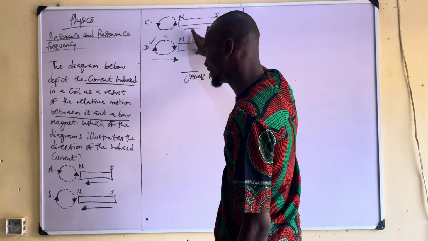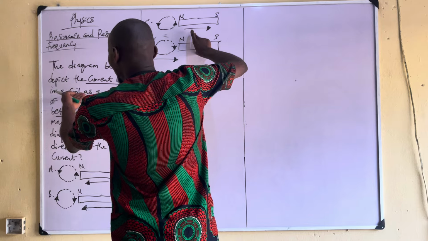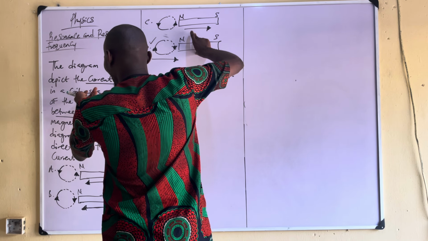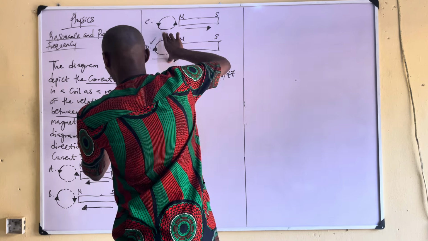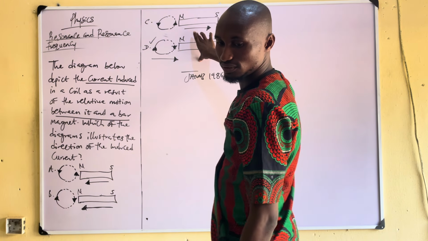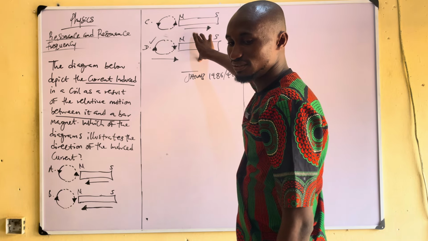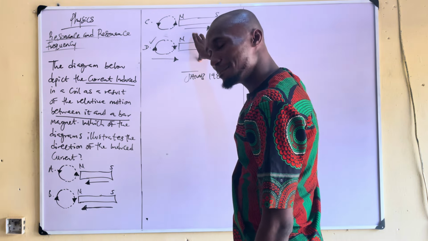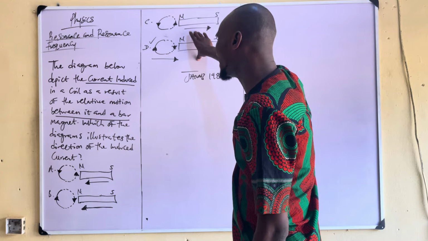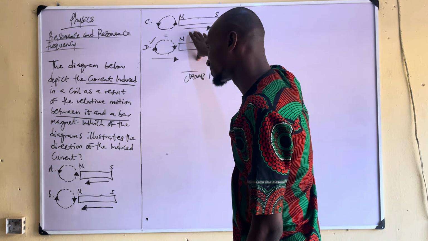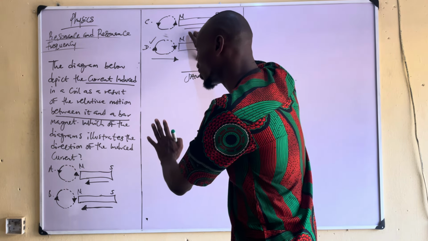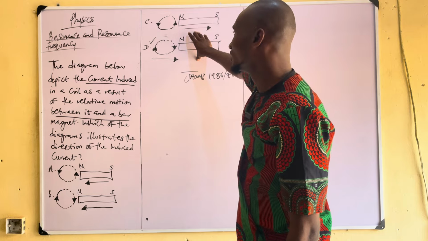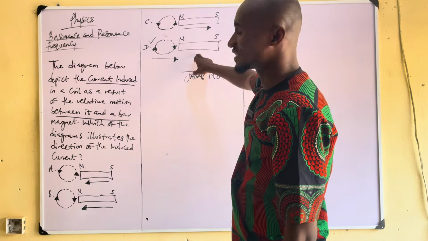Look at the bar magnet. They say it is in a coil, the current induced in a coil as a result of the relative motion between it, that is between the coil and a bar magnet. Did you understand? So this is a perfect example of a diagram that depicts the statement written on the board. Did you understand? Yeah? So D is the correct answer.